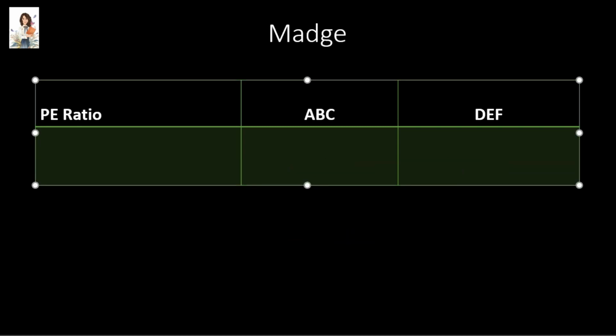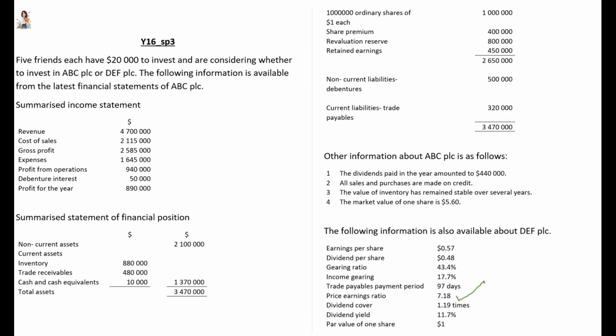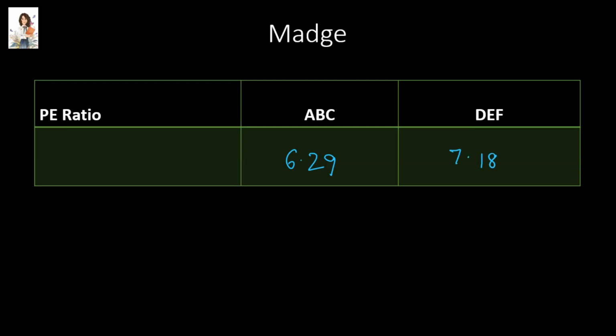For Madge, we have computed the PE ratio for ABC PLC. It was 6.29. Let us see the PE ratio for DEF PLC. The PE ratio for DEF PLC is 7.18. So 7.18 under DEF. It is greater by 0.89 than that of ABC PLC, which means that investors are more confident that DEF PLC will be able to maintain its earnings in the future, which is what Madge is looking for.